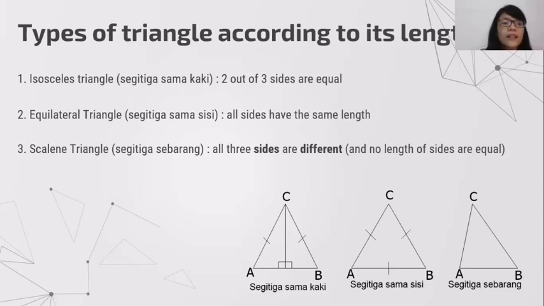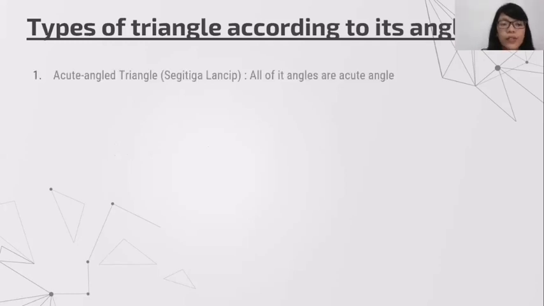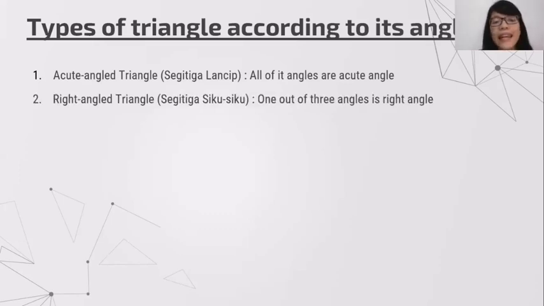Let's check this one out. Types of triangle according to its angle. First we have acute angle triangle, or in bahasa we usually call it segitiga lancip. What's the property of this acute angle triangle? All of its angles are acute angles. If all of its angles are acute, it means less than 90 degrees. And then the second one is right angle triangle, or segitiga siku-siku. 1 out of 3 angles is a right angle, so 90 degrees.